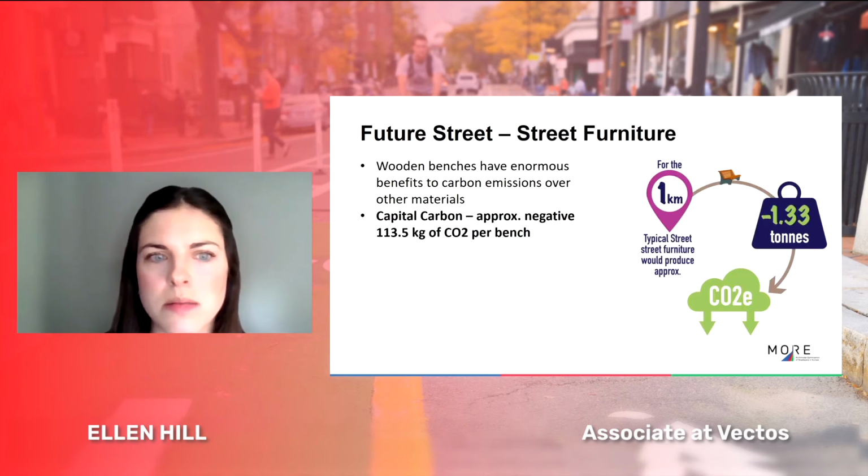Next slide, please. So street furniture varies, but taking a simple bench as an example, using wooden benches has an enormous benefit to the overall capital carbon on the future street. It's estimated that the impact is negative 113.5 kilograms of carbon dioxide per bench, which for the future street is about negative 1.33 tonnes of carbon.